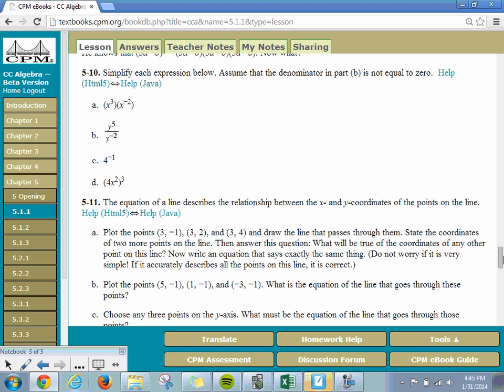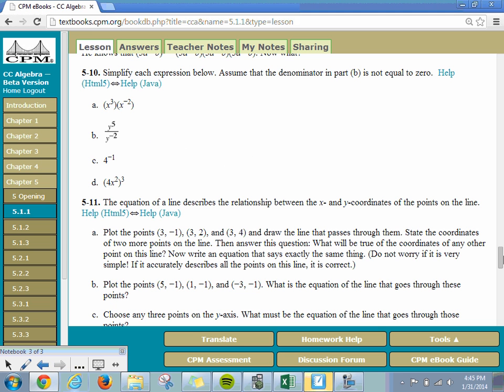And so what that negative tells me is we can just flip it to its opposite. So right now it's in the denominator. Let's throw it up to the numerator and make it positive. So we've got y to the 5th times y squared, which gives us a total of y to the 7th power.